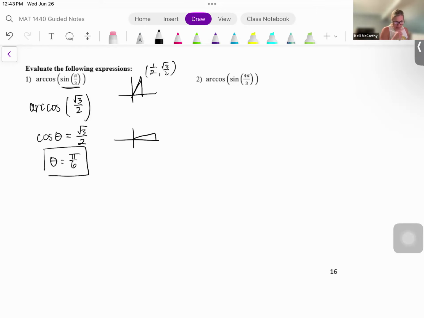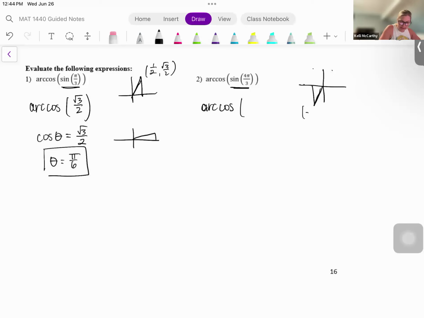Arc cosine of sine of 4 pi over 3. So again, starting with that inside function, sine of 4 pi over 3. I'm going to sketch out my triangle. 4 pi over 3, if I count out multiples of pi over 3: here's 1 pi over 3, 2 pi over 3, 3 pi over 3, 4 pi over 3 is going to be down here, where that terminal side is closer to the negative y-axis.